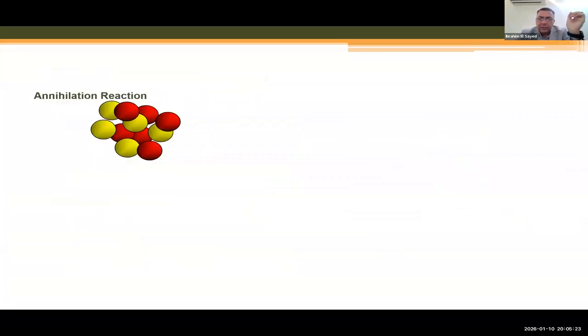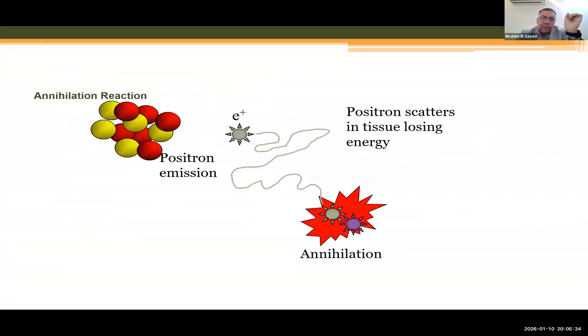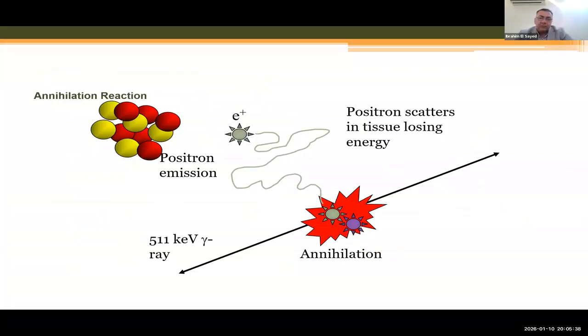This is an animation showing the annihilation process. As you can see, the positron interacts with the electron, producing an annihilation pair, and then producing two opposite photons 180 degrees apart.